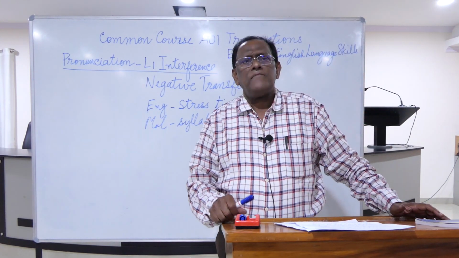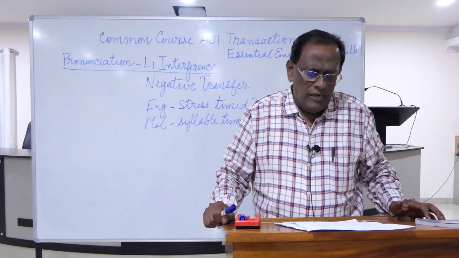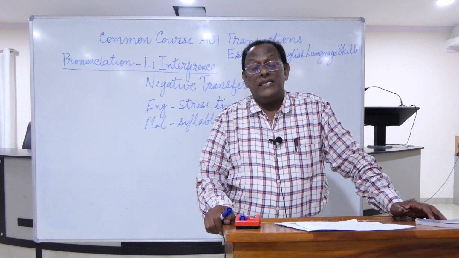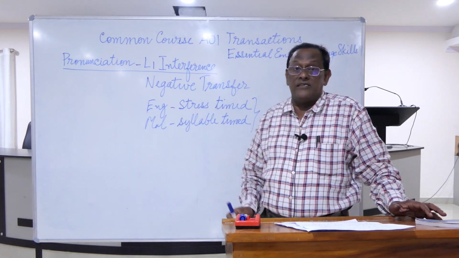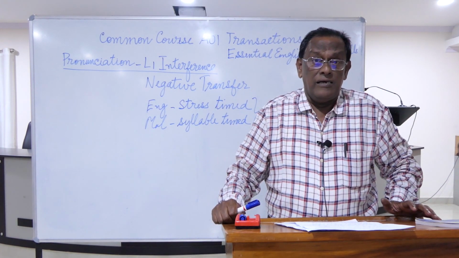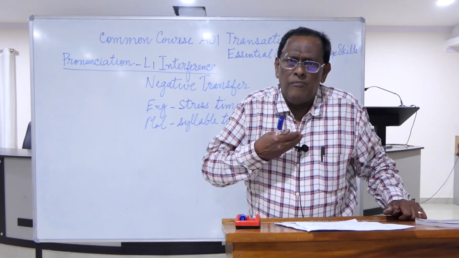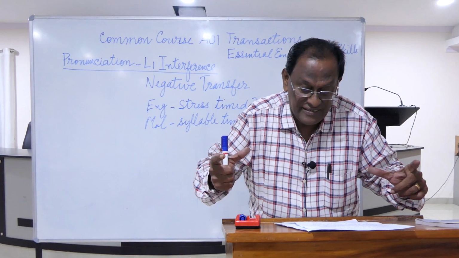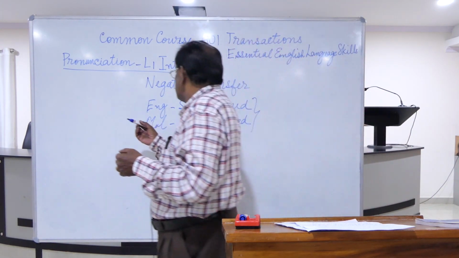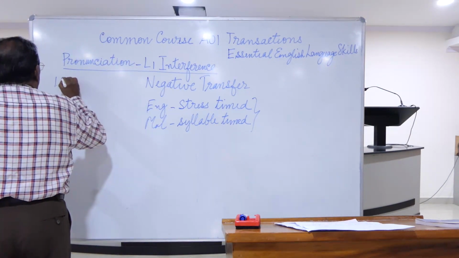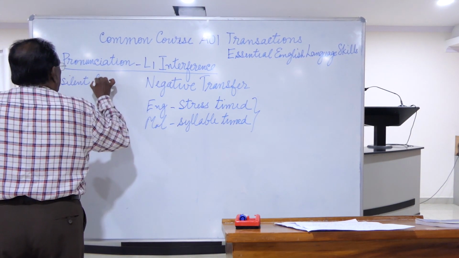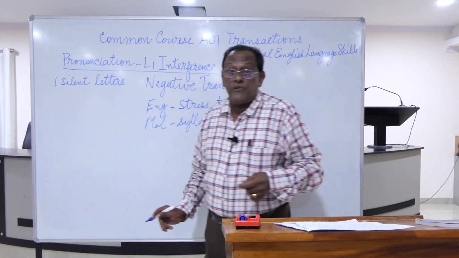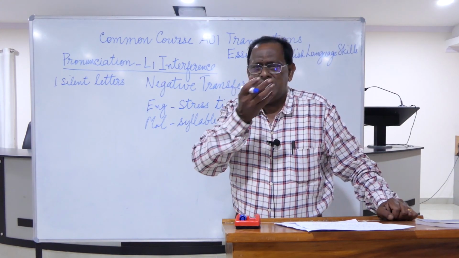First one is, because of the influence of Malayalam, we have the habit of pronouncing silent letters. In English pronunciation, though the letters are written, there are certain letters which are silent. But we have a tendency, because of Malayalam, to pronounce silent letters. First one is silent letters. Silent letters are pronounced by Malayali speakers. You will understand it very easily when I give you the example.